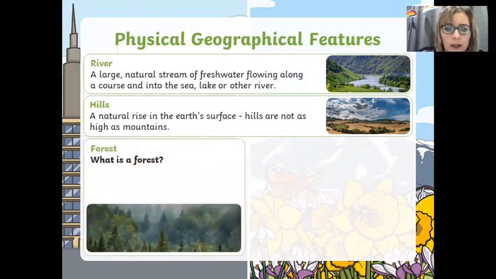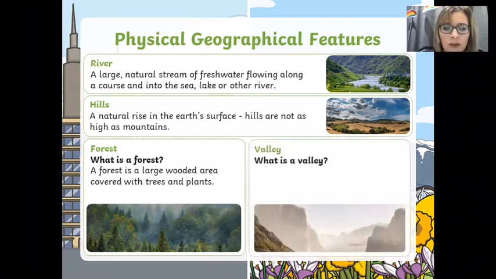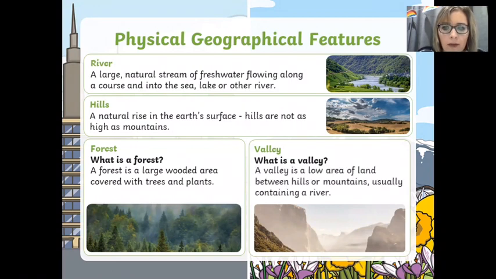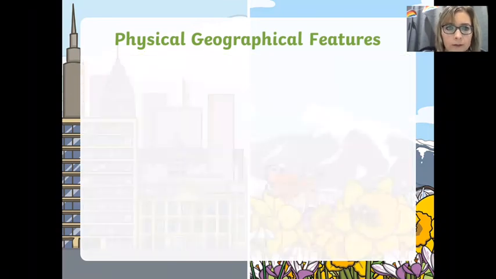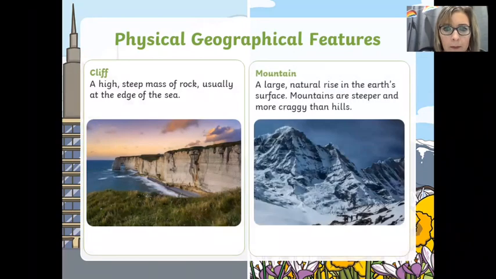Forest, what's a forest? If you said something like a forest is a large wooded area covered with trees and plants, you'd be correct. And then what's a valley? A valley is a low area of land between hills or mountains, usually containing a river. A cliff, a high steep mass of rock, usually at the edge of the sea. Mountain, a large natural rise in the Earth's surface. Mountains are steeper and more craggy than hills.